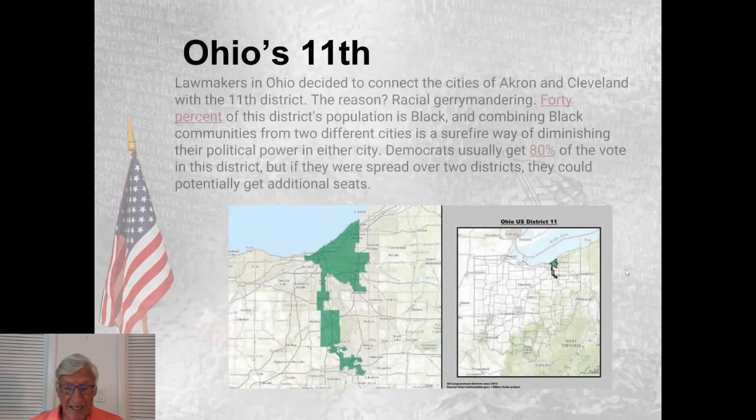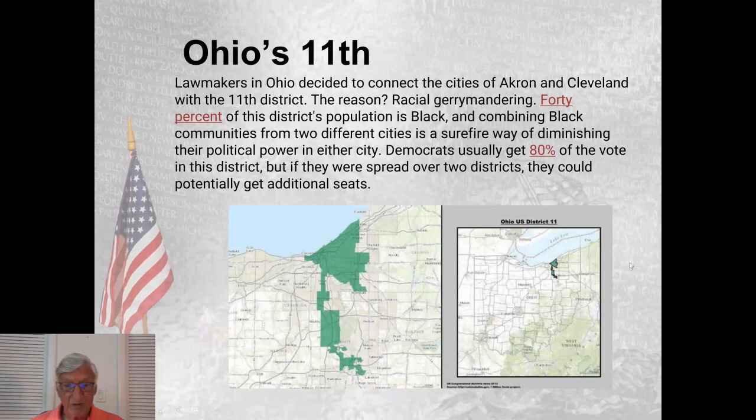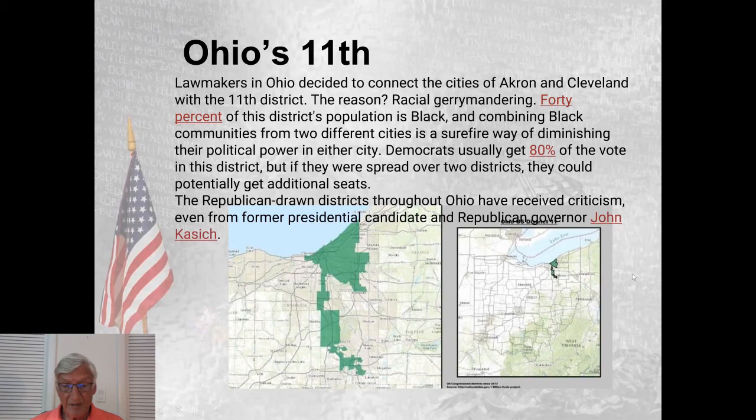Ohio's 11th, another one, goes way north and south. Democrats usually get 80% of the vote in this district, but if they were spread over 2 districts, they could potentially get more seats. This is racial gerrymandering. 40% of the population in this particular district is Black. And by combining the Blacks of 2 different cities, it's a surefire way of diminishing their influence in either city. And this has been widely condemned even by some Republican leaders.